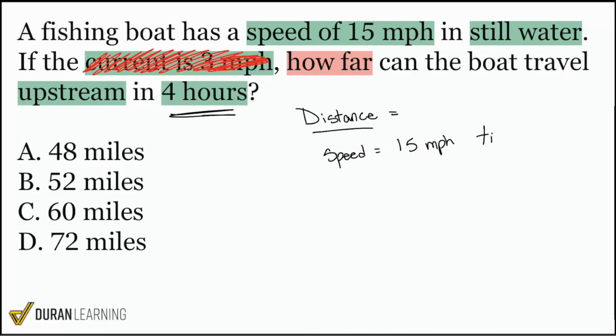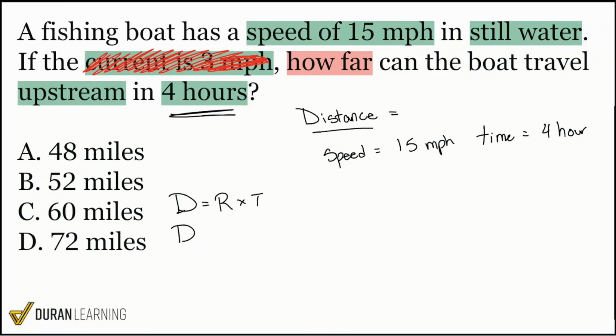Everybody, typically, what do we do with a speed, or a rate, and time? What do we do to get the distance when you have the speed and the time? We're going to multiply. That's typically what we would do. So let me show you the trap of this problem. Typically, you would multiply: distance equals rate times time.